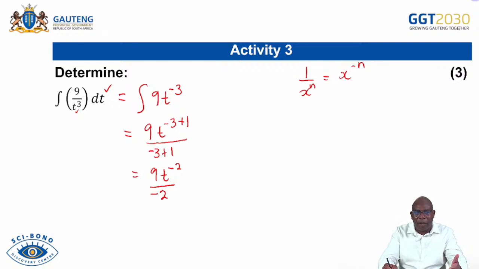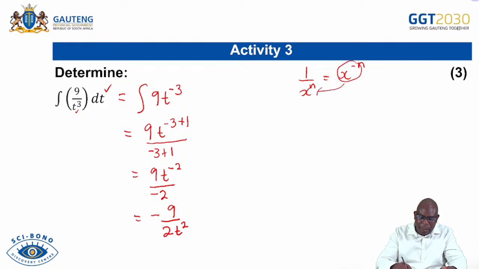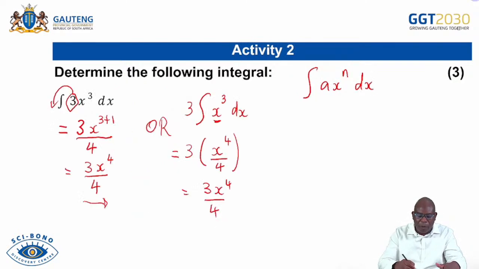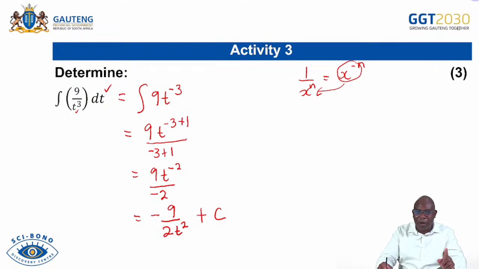So if I want to be smart with my exponent knowledge, then I'm going to write this properly. I'm going to say negative 9 over 2t to the power 2. Because now I'm taking this one back there. So that becomes minus 9t to the power minus 2, but I can do that. But what am I forgetting here? Plus c. I think even in the previous one, we needed to go and do the plus c. So remember the plus c. Don't forget it, because we've got a mark for it.